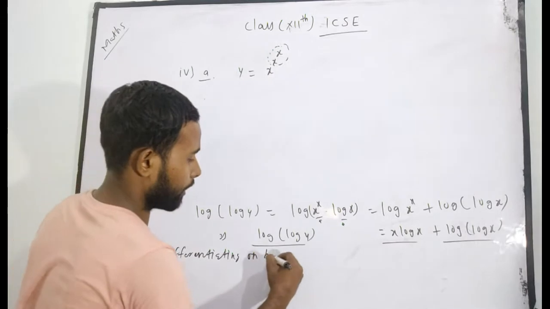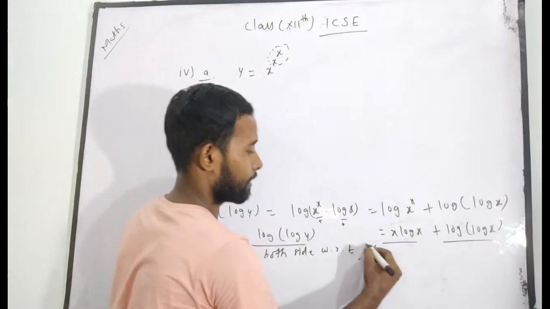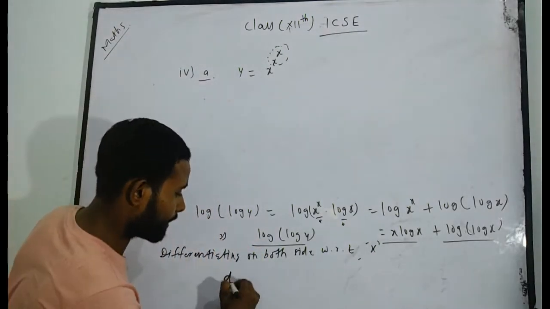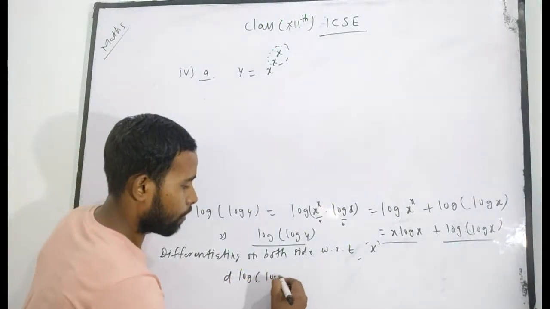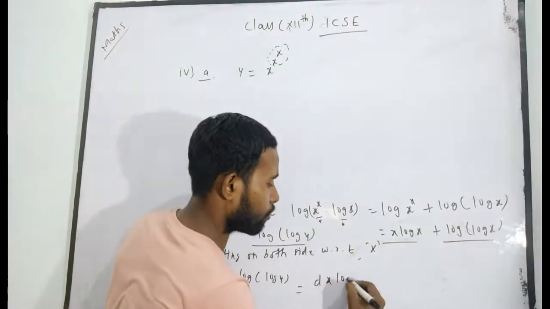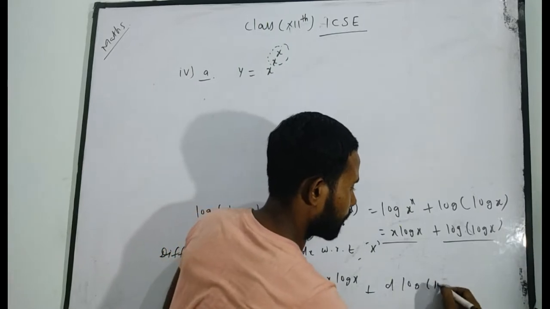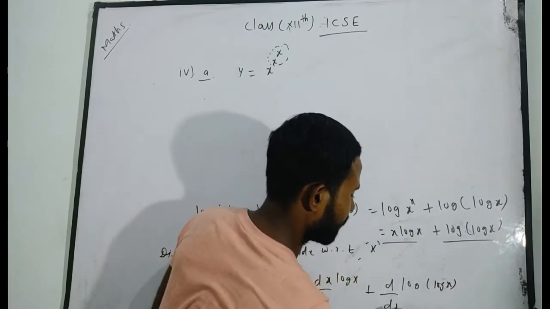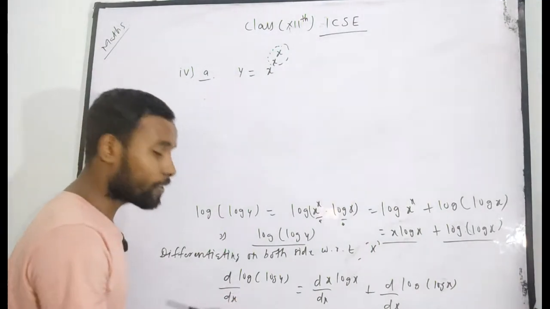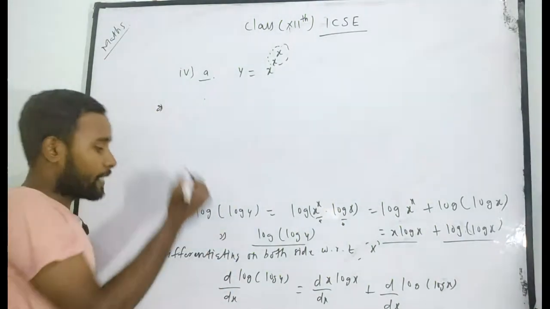Differentiating on both sides with respect to x. If you differentiate on both sides with respect to x, in LHS you will get the derivative of log y with respect to x, which is equal to the derivative of x into log x with respect to x plus the derivative of log x with respect to x. I think you understand very well. Now, if you differentiate log y with respect to x, what will you get? Here, I want to write in very detail.